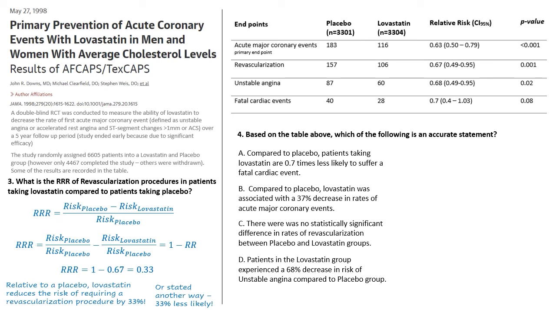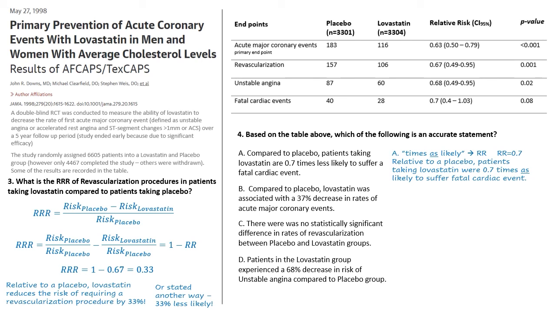Lastly, question 4. Based on the table above, which of the following is an accurate statement? Answer choice A. Compared to a placebo, patients taking lovastatin are 0.7 times less likely to suffer a fatal cardiac event. This question makes an incorrect interpretation of relative risk. It would be correct if it stated that patients taking lovastatin were 0.7 times as likely to suffer fatal cardiac events as those taking placebo.